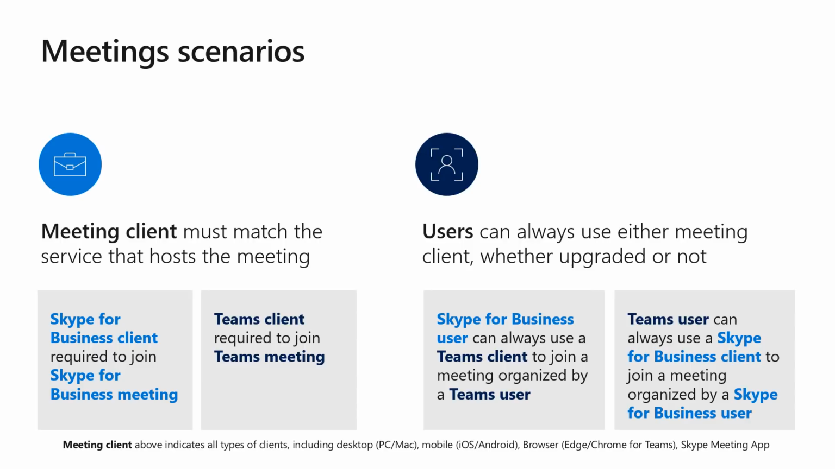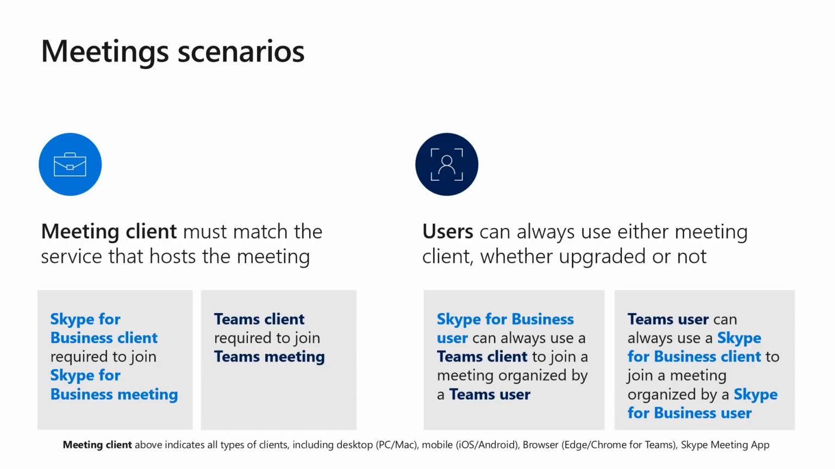So that could be a desktop client, for example, your PC or your Mac. It could be a mobile client, such as iOS or Android. It could be the browser, Edge and Chrome, if you're using Teams, or it could be the Skype meeting app in the browser if you're using Skype for Business. So when we say client, we basically mean any of those types of clients.